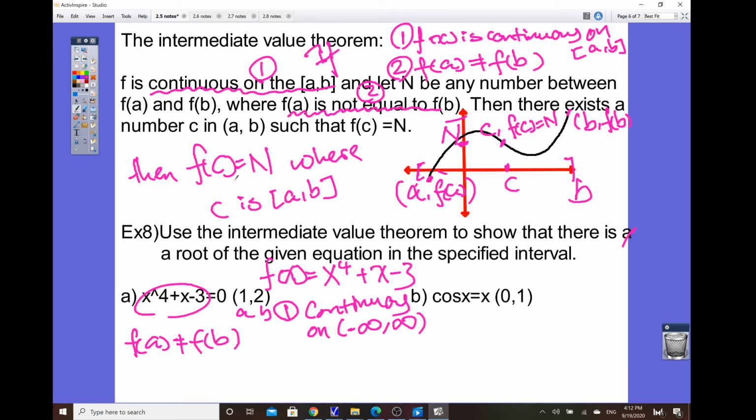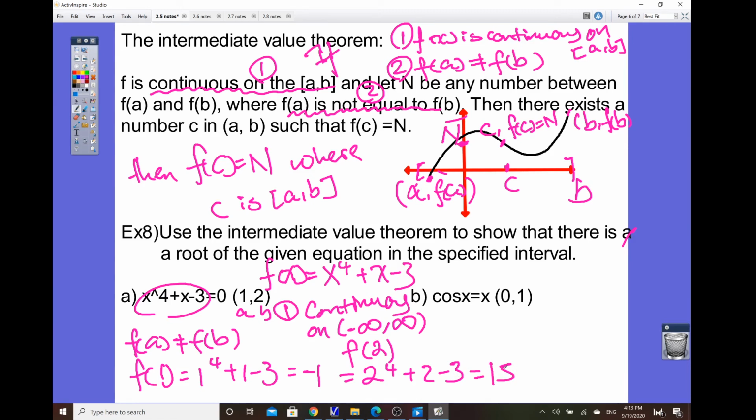So the way to do it, you want to prove that f of a, so f of 1, that's 1 to the 4th power plus 1 minus 3, so that would be 2 minus 3, negative 1. And then f of b, so f of 2, plug in 2 for x, so we have 2 to the power 4 plus 2 minus 3, which is 16 plus 2, 18 minus 3, so that would be 15. So obviously negative 1 is not the same as 15.